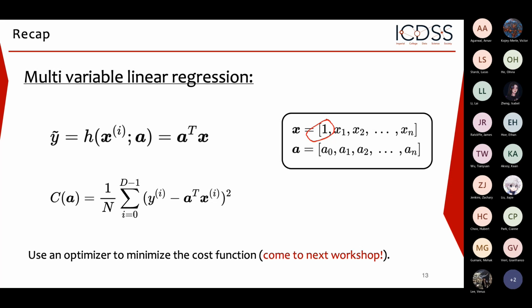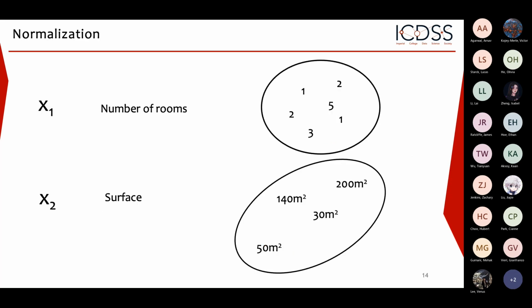Okay, let's discuss a last thing about linear regression. So let's say that we have two features, okay? The first feature tells us the number of rooms. We're going to have now 1, 2, 3, 5 rooms, and so on. The second feature is going to tell us the surface of the house. It might be 50 meters squared to 100 meters squared. You can immediately see that there is a mismatch between these two quantities. Can anyone tell me what's the issue?